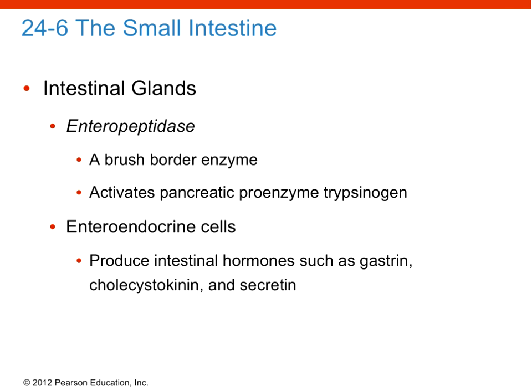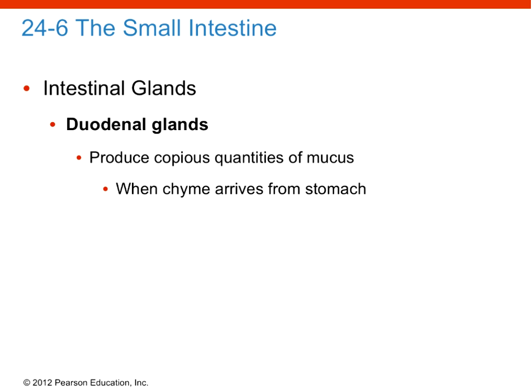Enteroendocrine cells are any cells in the digestive system that will release hormones that are just involved in digestion. So gastrin is one that we talked about. We talked about CCK, or cholecystokinin, we'll just call it CCK, and we talked about secretin. So those are some of the enteroendocrine chemicals that are released from the small intestine.